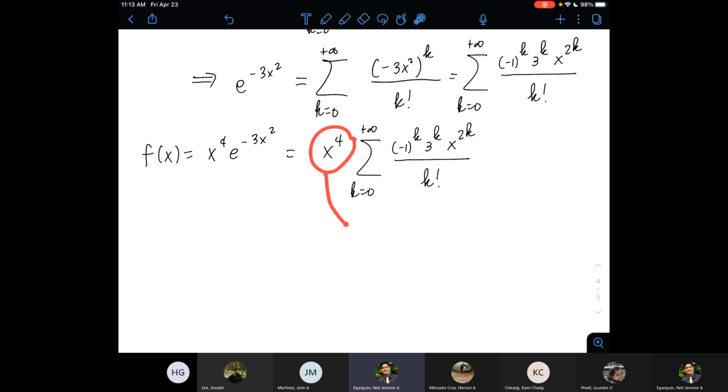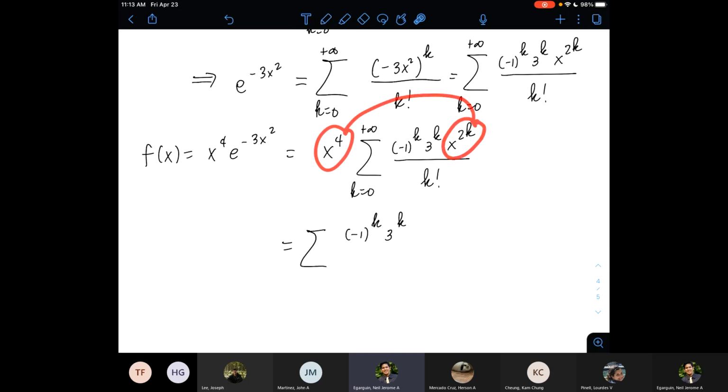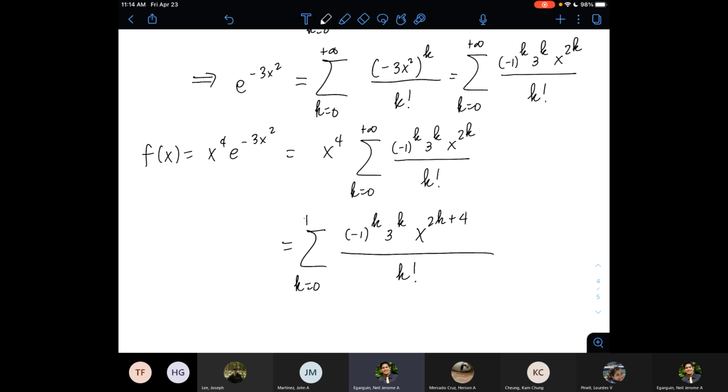So this can go inside the summation, right? The basic distributive property also holds for absolutely convergent series. So that's fine. So this will become the summation of -1 to the power k, 3 to the power k, and then x to the 4th times x to the 2k. Multiplying powers of the same base, we simply add their exponents. So I'm going to have x to the 2k plus 4 all over k factorial. k goes from 0 until positive infinity. And that's my series expansion for the given function f, right?